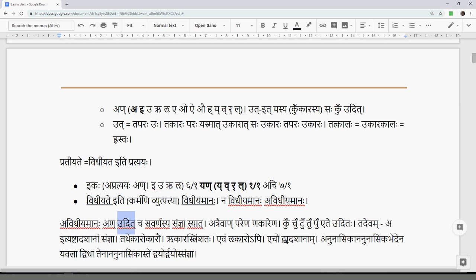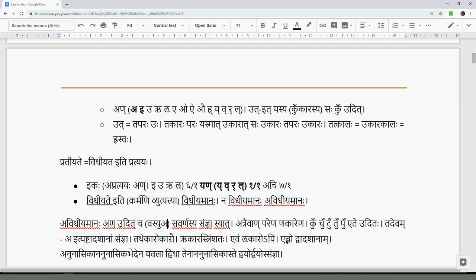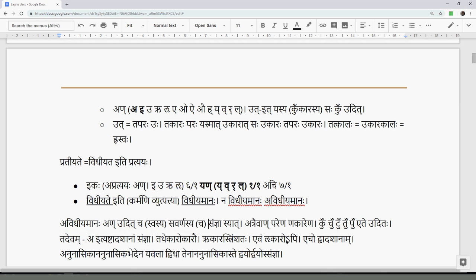Not only that, udit is also a sanya created by the sutra. Cha, for what? Swasya. So you can say swasya here in brackets. Swasya savarnasya cha. So cha will go swasya udit cha, and then swasya savarnasya cha, sanya syat. It is a sanya. So savarnasya. An is a sanya, udit is a sanya by this sutra. It is a sanya sutra. An and udit are sanyas. What is a sanyi? Sanyi is sanyasya sthiti sanyi. Sanya is savarnasya. For a savarna, there is a sanya.